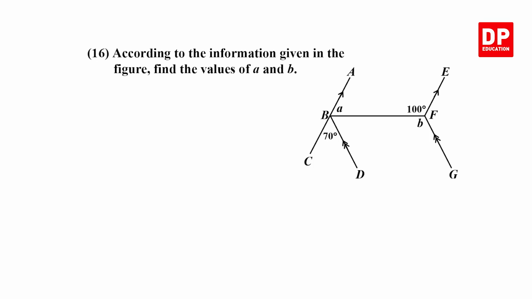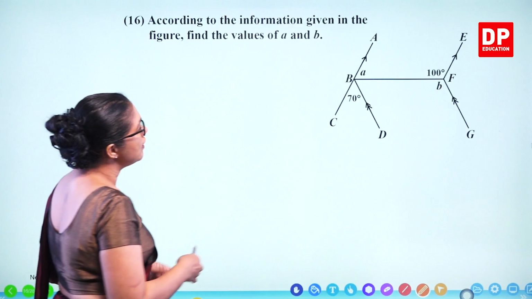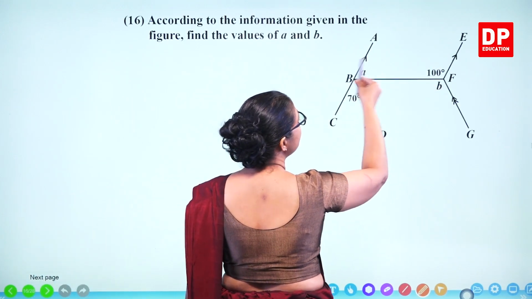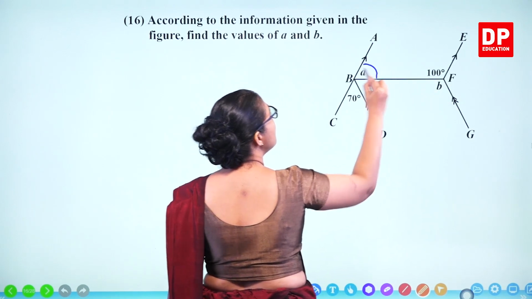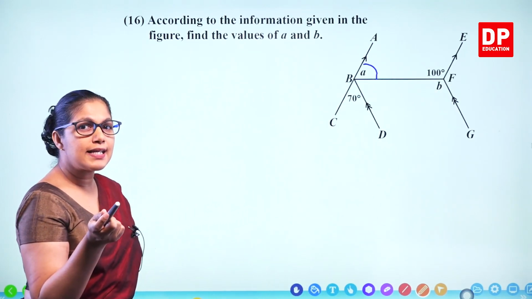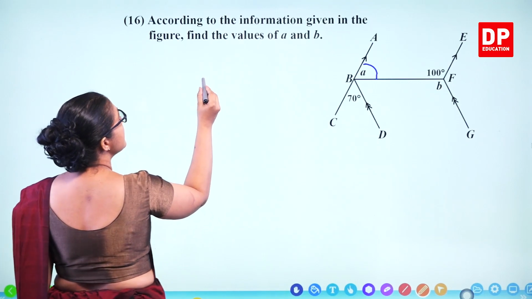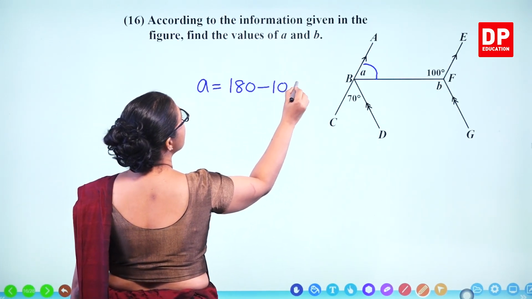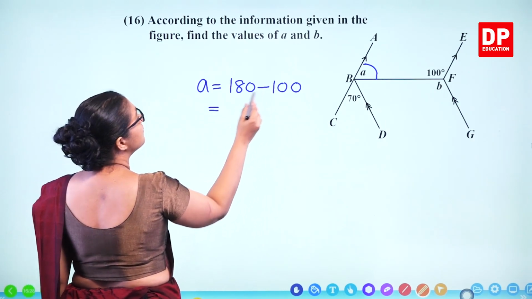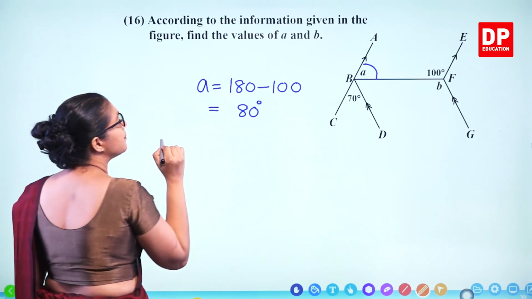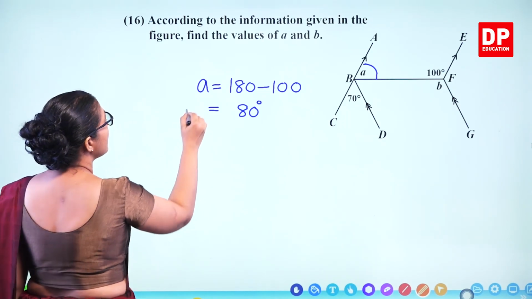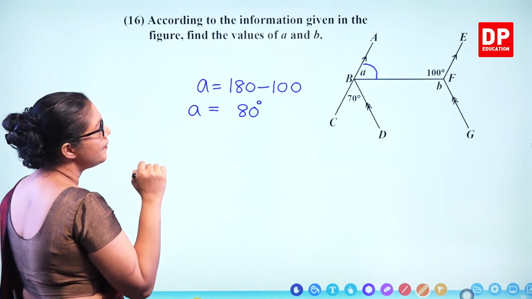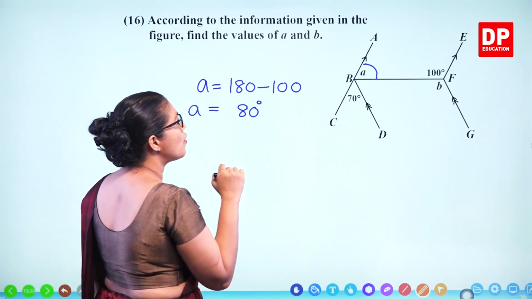Question number 16. According to the information given in the figure, find the values of A and B. Look carefully. These are parallel lines. If this is 100, what is this angle? Allied angles add up to 180. So A becomes 180 minus 100. You get 80 degrees. That's A.